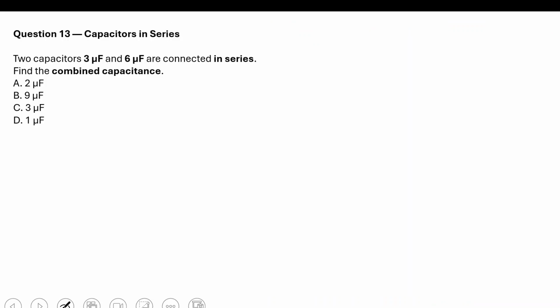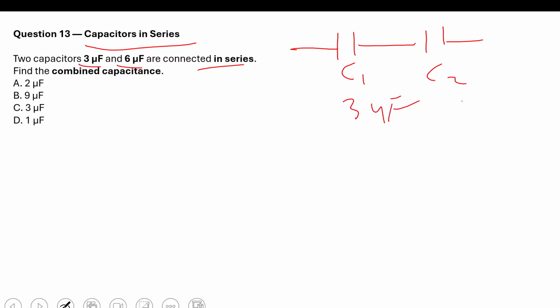The next question will test us on capacitors in series. It says two capacitors, 3 microfarad and 6 microfarad, are connected in series. So this is how capacitors are connected in series: C1 is 3 microfarad and C2 is 6 microfarad. Find the combined capacitance. 1 over C_T is equal to 1 over C1 plus 1 over C2. In series, capacitors are connected like this, and this is the formula for it.